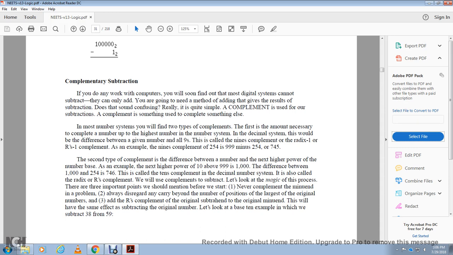Look at the magnitude of the problem. There are three important points that should be mentioned before we start with the radix complement. One, identify the minuend in a problem. Two, always disregard any carry beyond the position of the largest original number. Three, add the radix complement of the original subtrahend to the original minuend. This will have the same effect as subtracting the original number. Looking at base 10, an example would be to subtract 38 from 59.